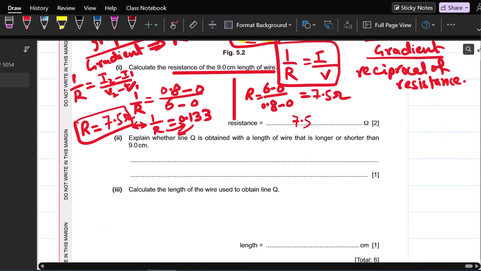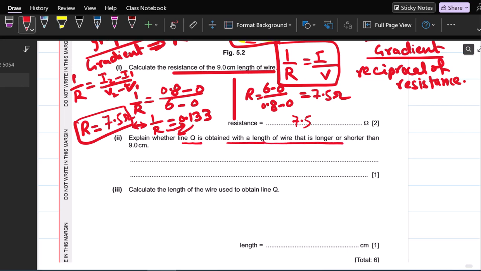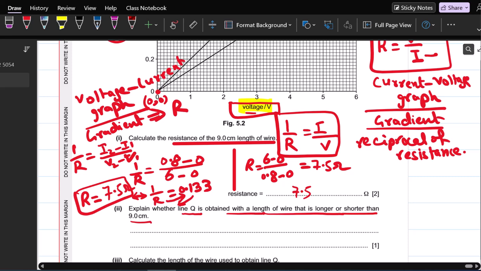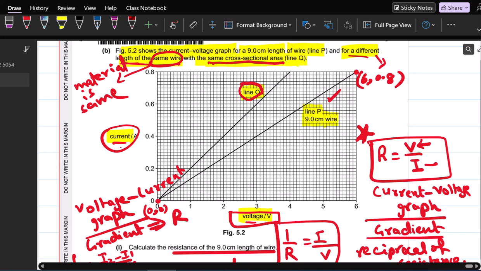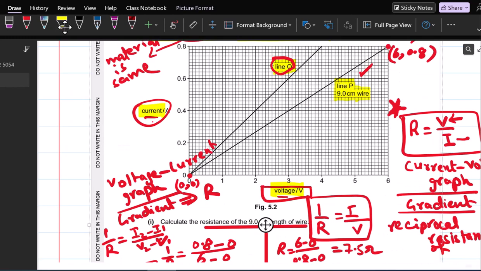Explain whether line Q is obtained with a length of wire that is longer or shorter than 9 centimeter. So we have to explain here whether line Q has the shorter length of wire or longer length of wire. Simply, we have to say whether the length for line Q is smaller or greater, simply.